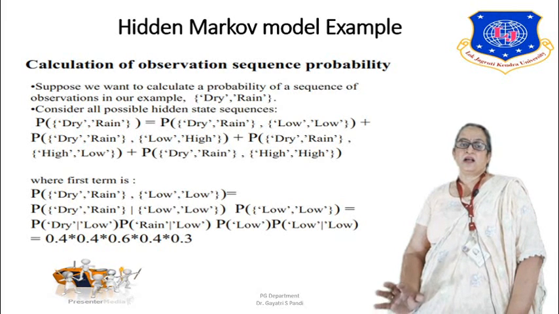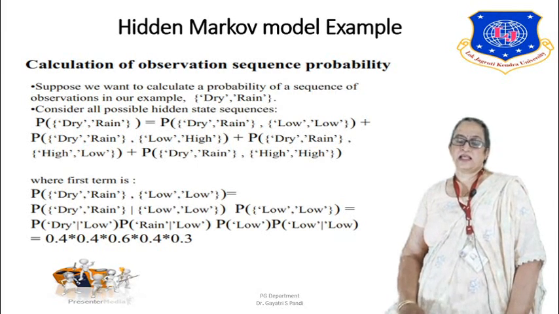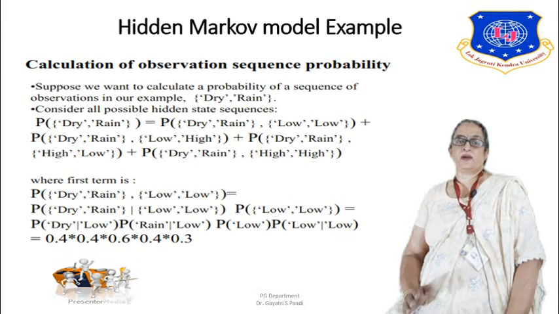So these are the various probabilities that are defined, where the first term to be calculated is the probability of dry, rain for low, low. The value is basically the multiplication of 0.4 into 0.4 into 0.6 into 0.4 into 0.3, the various values which are defined in the state diagram. So this is how the probability for low, low can be calculated, and similarly you have to calculate it for low, high, high, low, and high, high.